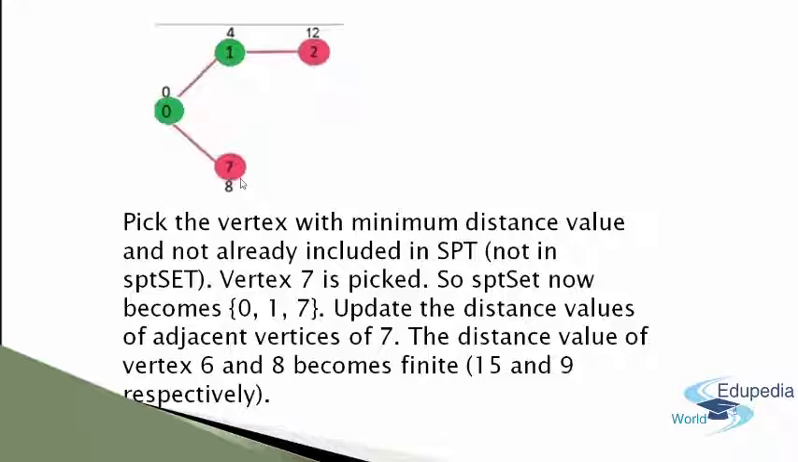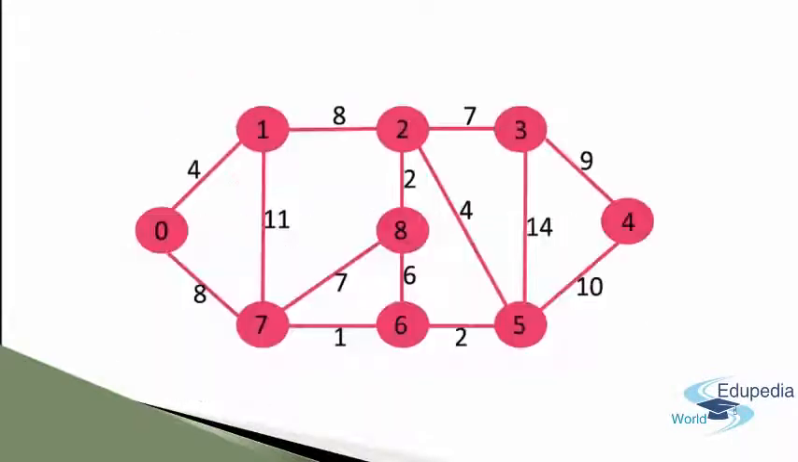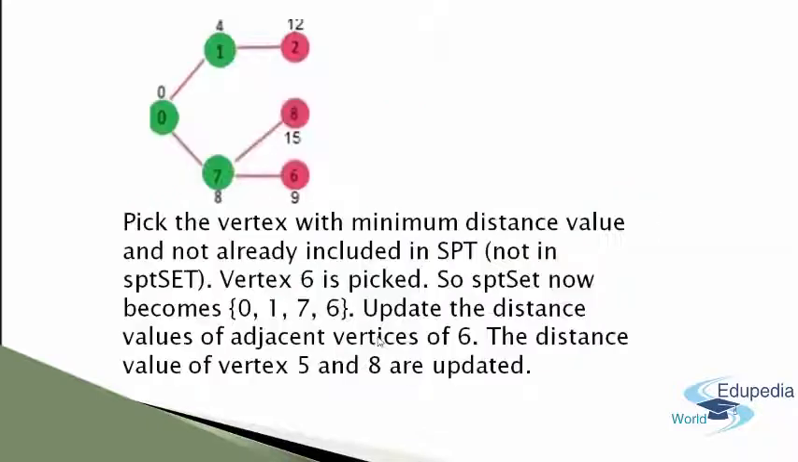And now we have to update the distance value of the adjacent vertices of 7. The distance value for vertex 6 and 8 becomes finite, which is 15 and 9 respectively. How is it 15 and 9? So 7 has adjacent vertices, which are 8 and 6. So 8 plus 7 is 15, and 8 plus 1 will become 9. So something we have achieved.